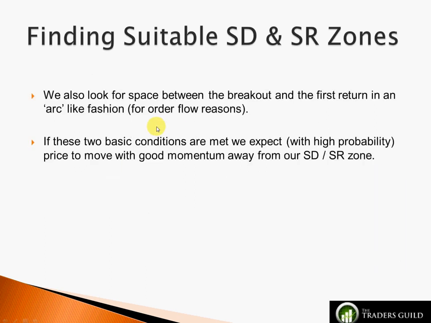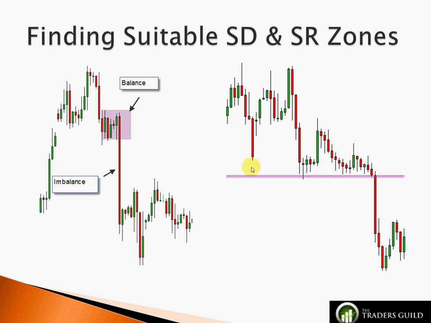Other things we're looking for in terms of defining how to trade a first time back is we're not looking for an immediate retrace, okay? We're looking for space between the breakout and the first return, okay? What we commonly refer to as an arc-like pattern. So we want space in terms of the pip distance. If I go back, the pip distance travelled in terms of the breakout length.